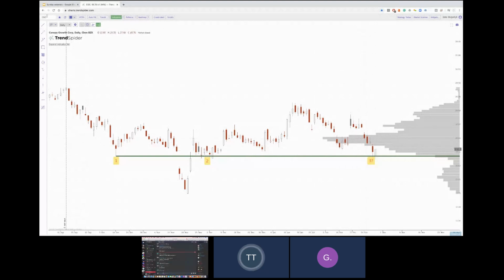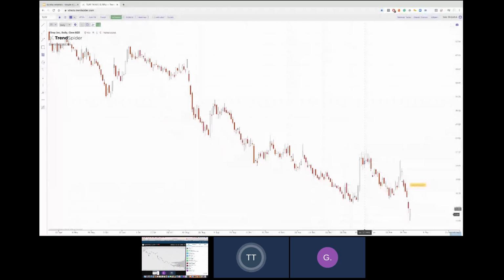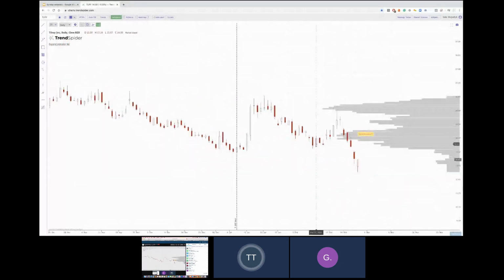So, Tilray was a good example of this before. We had the volume profile anchored from this previous point, and you can see what happened. The price literally went straight up to this point and then pulled back, because this is where most people were holding at break even from this reversal point.